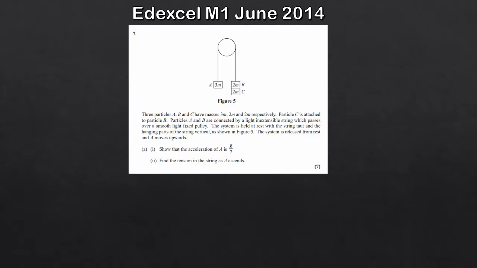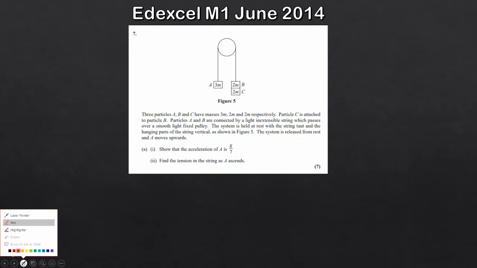So this first question, we've got three particles: the particles A, B and C. Now B and C are essentially joined together, so I'm just going to think of them as being one particle combined. For any force question like this, especially for pulleys, I'm going to do my force diagram here.